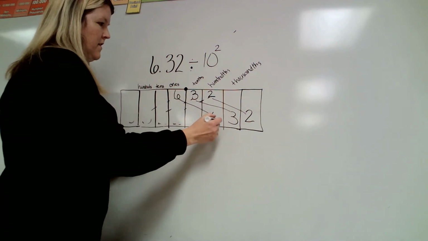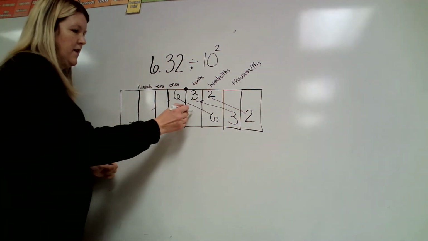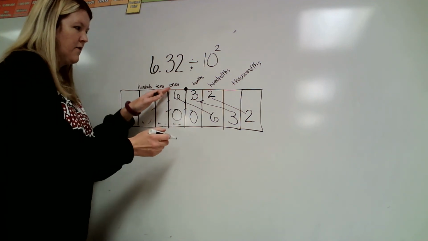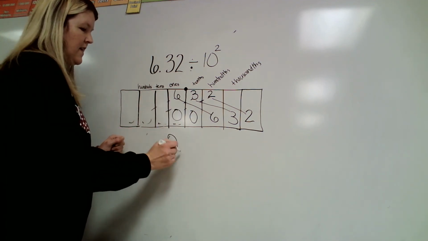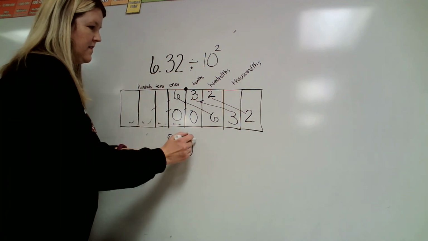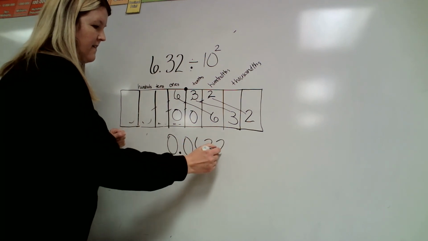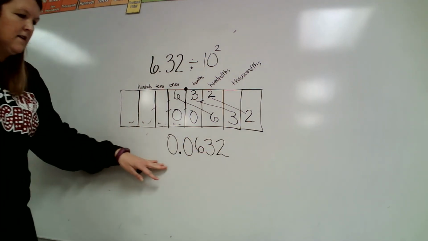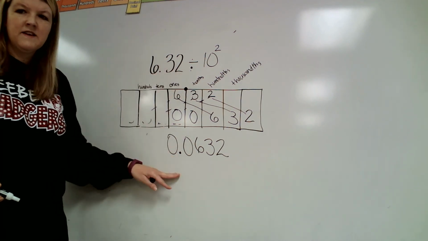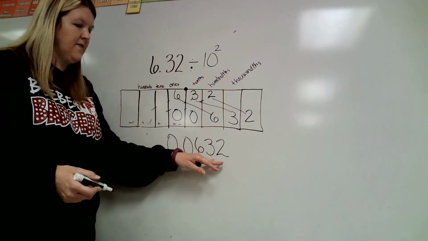move everything over. Just like before, I've got an empty spot in the tenths place, so I'm going to put a 0 here. Now, you could also put a 0 in the whole number spot to show that now we don't have a whole number. And then I'm just going to rewrite this. So I've got 0 ones, 0 tenths, 6 hundredths, 3 thousandths, and then 2 10 thousandths. So whenever I divide by 10 to the second power, I did expect it to get smaller, and that's what happened. Now I've got 632 10 thousandths.